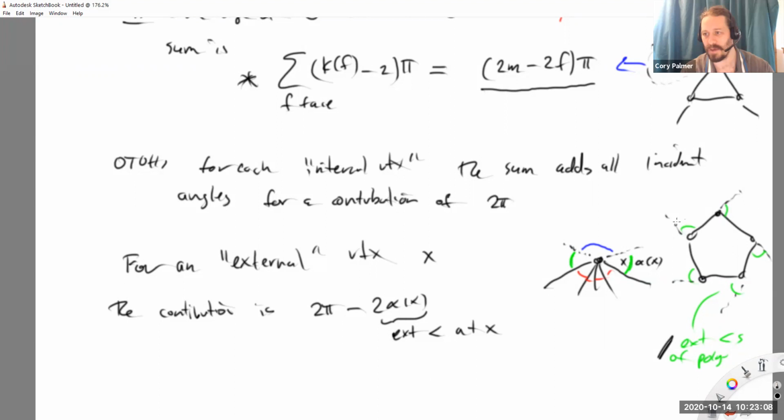But at any fixed point here, I don't know the size of that exterior angle. It could be big, could be small. It depends on the angle, right? But the sum of exterior angles is 2 times pi.